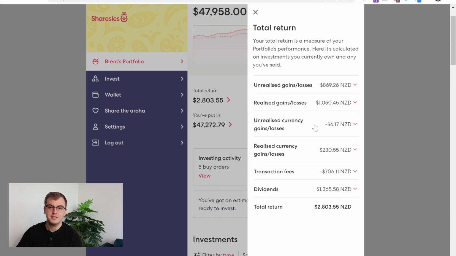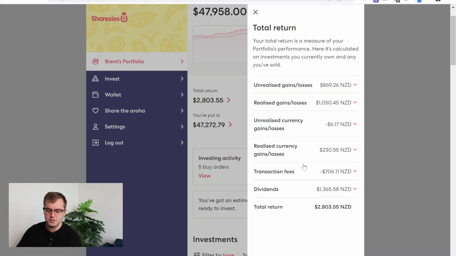The next items are the currency gains and losses. Now, unrealized is where we currently own stock, say in Australian dollars or United States dollars, and we haven't sold that to realize those currency gains or losses. So what we can see is that I've lost a little bit of money by investing in US shares on a currency perspective. So the New Zealand dollar has strengthened versus the US dollar, and they're not worth as much when we convert them back. When we look at the realized currency gains, this means that I've sold stock at a time when the United States dollar was at a price premium versus the New Zealand dollar, or has appreciated. So I've actually made a gain here.